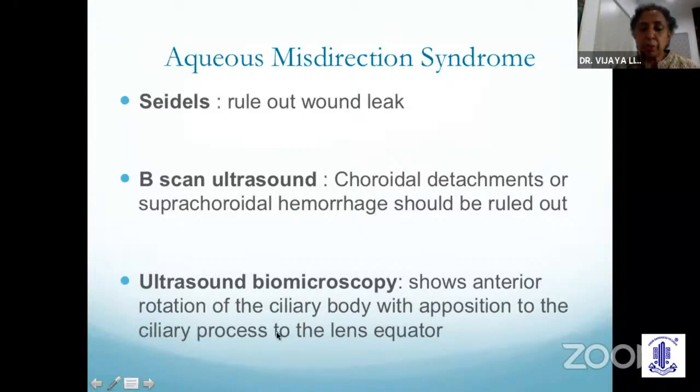Ultrasound biomicroscopy plays a huge role. If you are able to do it, it shows the anterior rotation of the ciliary body with opposition of the ciliary process to the lens equator.